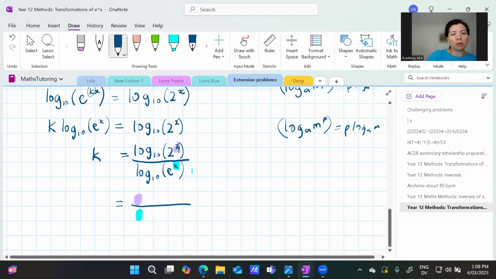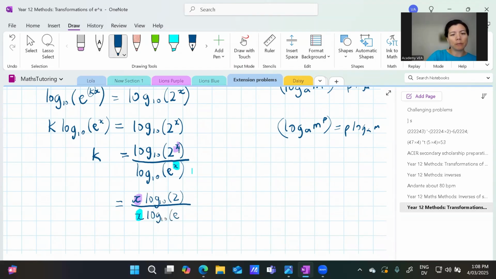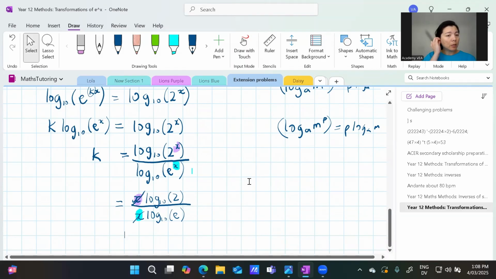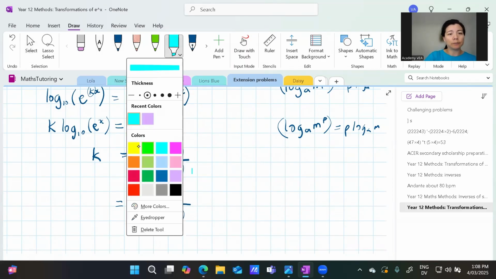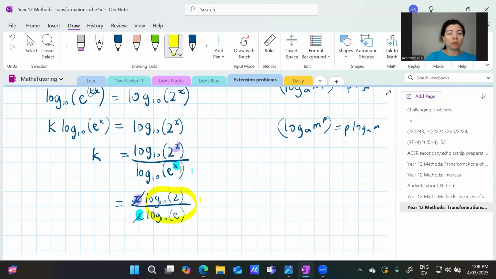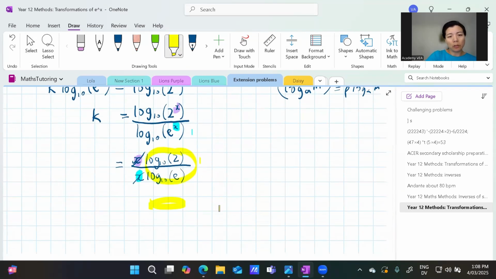Again, I could do the cut and paste thing, but I don't really need to. Log to the base 10 of 2, and then x log to the base 10 of e. Then our x's will cancel out very nicely because x divided by x is 1. And then in the last step, we can write this fraction here as a single logarithm, which is log to the base e of 2.